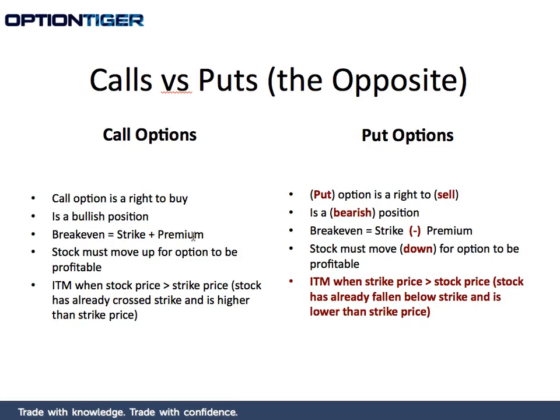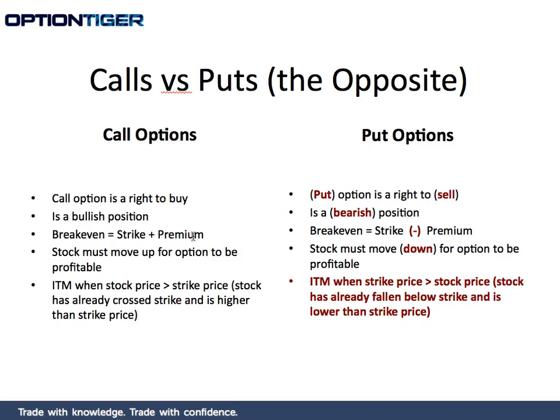So you can imagine in a call option, you're going to the upside, whereas in the put option, you're going to the downside. And therefore, your break even actually becomes the strike price minus the premium. In the case of a call option, the stock must move up for the option to be profitable. And in the case of a put option, the stock must move down for the option to be profitable. In the case of a call option, we said that an option is in the money when the stock price or the price of the asset was more than the strike price.